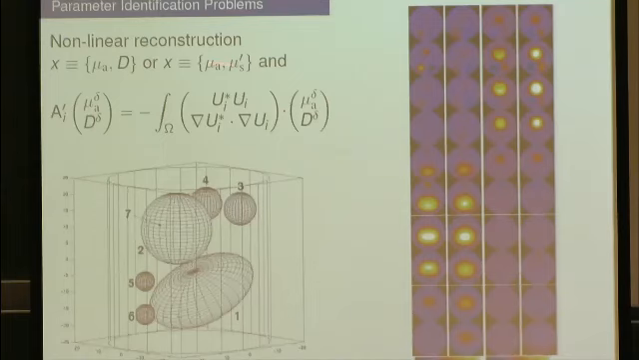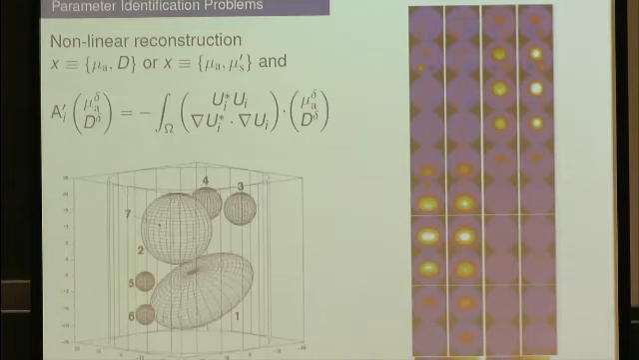So we can choose to reconstruct either of these, and we just form this linear operator as an integral operator. This is the form it takes: the product of the forward and adjoint fields for the absorption, and the scalar product of the gradients of those fields for this diffusion parameter. And then this is a typical result.